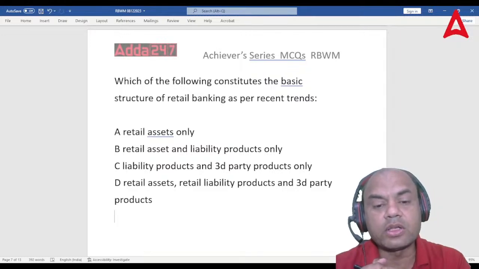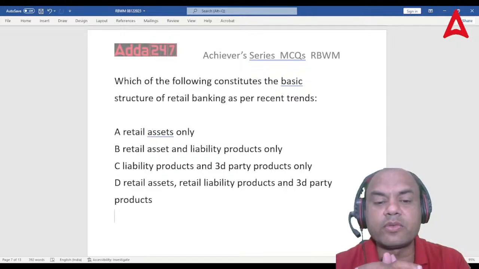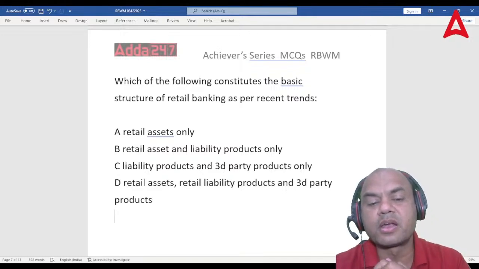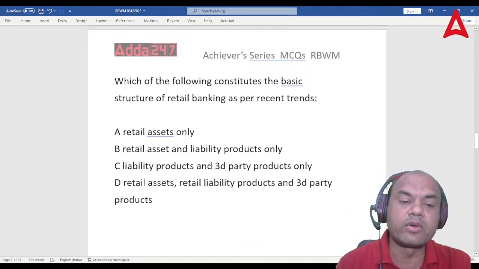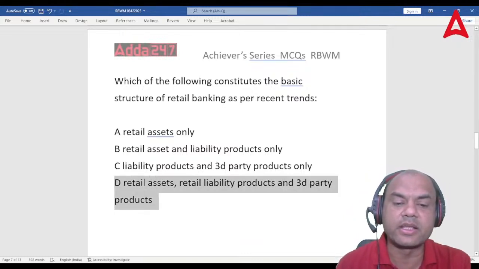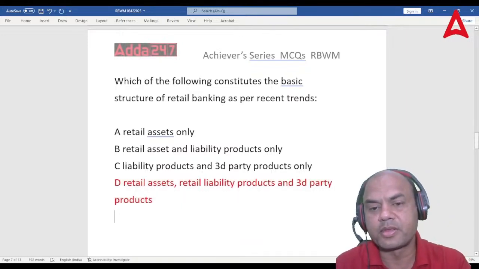So these are all the basic structures of today's banking. Today we sell all these three products: retail assets, liabilities, and third party. So the answer is D over here. Okay, answer is D. Got it, everyone? Answer is D. Next one.